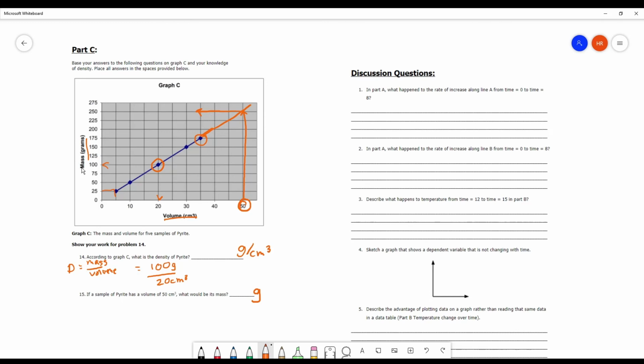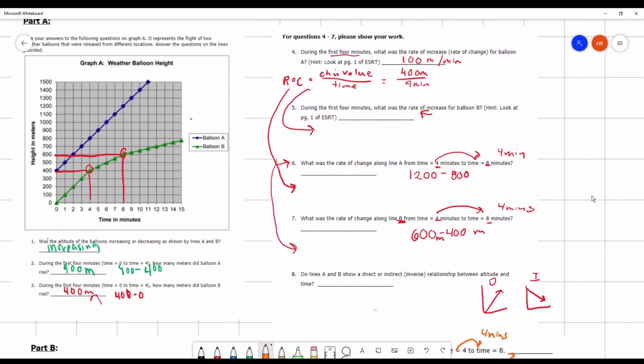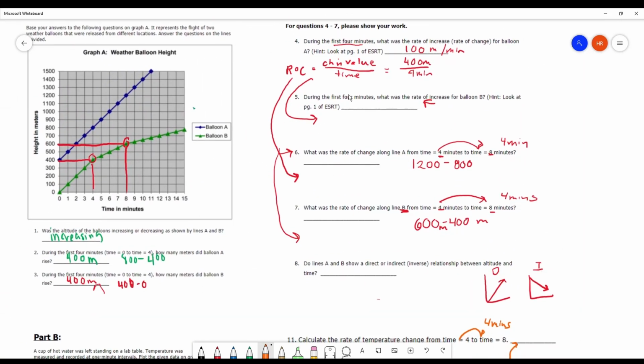All right, discussion questions. What happened to the rate of increase? Let's go up and look at that. So the rate of increase, you've got it at 100 meters per minute here, and probably the same for B. But it's a different number for number 7. So what happened to the rate of increase for A and B? A has the same slope the whole time, but B's slope goes from being steep, big slope, to less steep, a smaller slope.